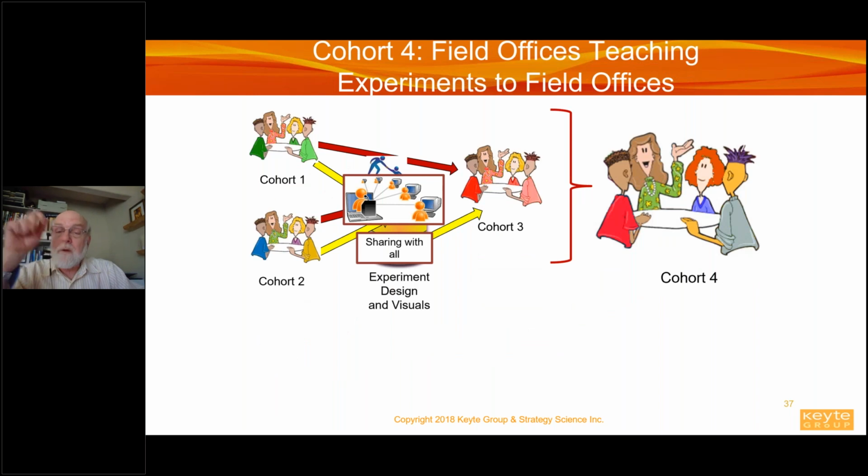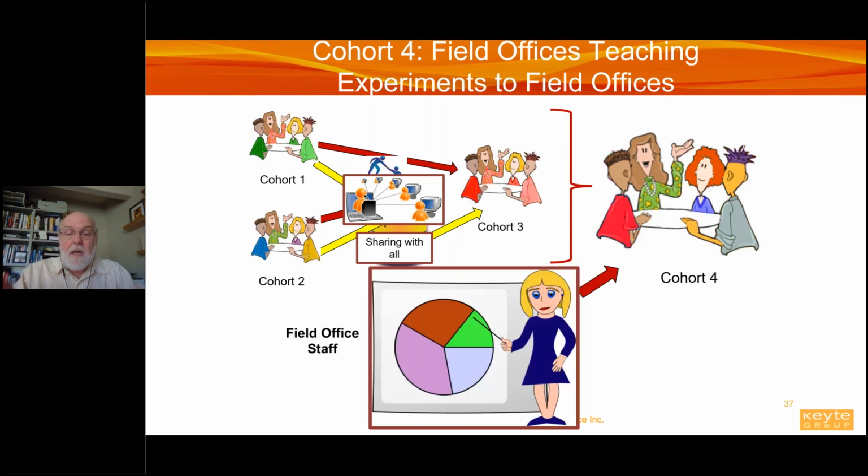And then what was amazing, here's the real cool piece of this entire model. By the time they got to the last field offices, the internal consultants were stepping back, and they were letting the field office staff from the other cohorts do the teaching. So all of a sudden, the staff weren't traveling all the time. They're at home because they had enough capability inside the other cohorts to teach the 4th.